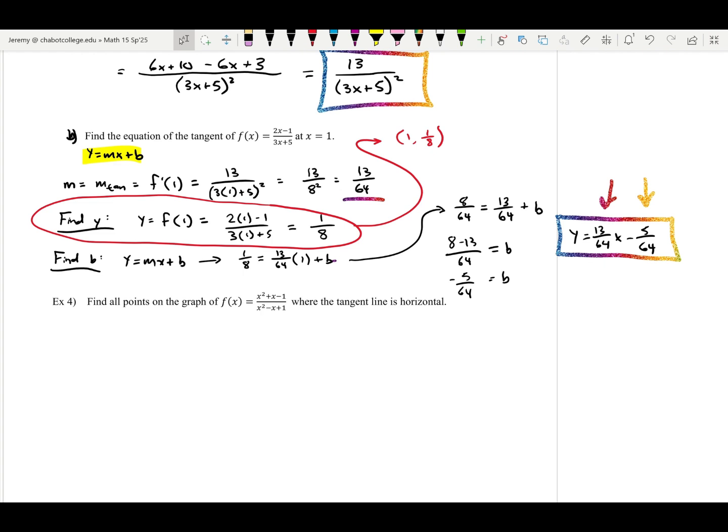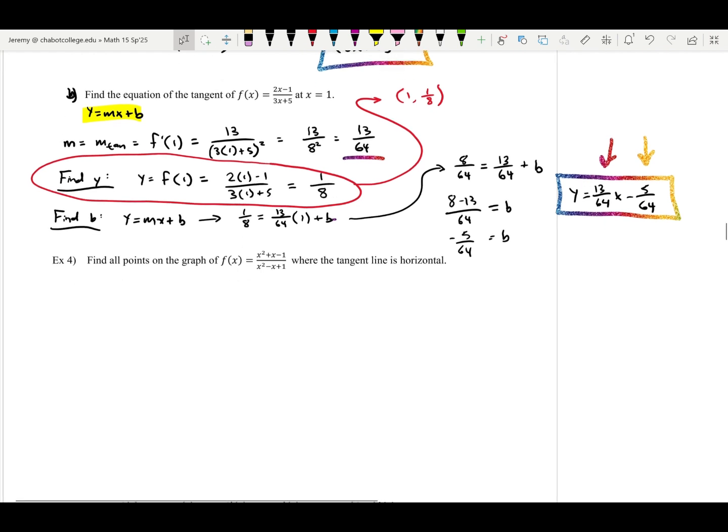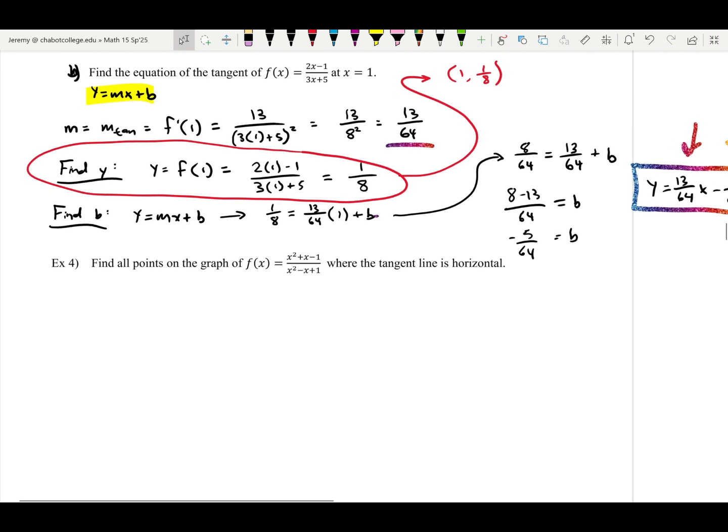All right, now example 4. We did a problem just like this one in the previous section. Find all the points on the graph of this function f of x, which is a rational function. We want to find all the points where the tangent line is horizontal. So remember, horizontal tangent lines, that implies that the derivative is equal to 0. So we want to solve this equation f prime of x is equal to 0. That's ultimately what we are trying to do here. The solutions to that equation will be our answers.